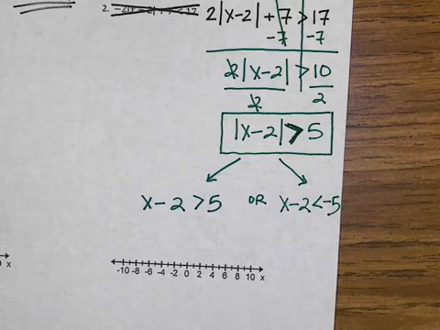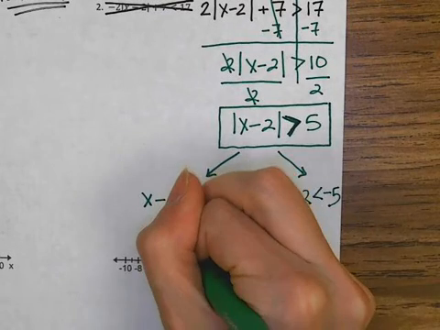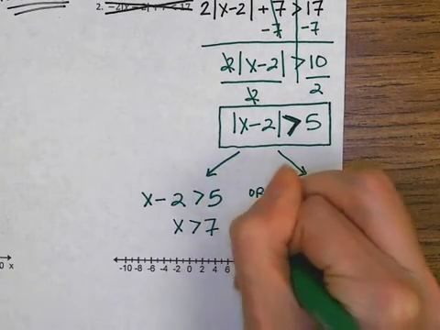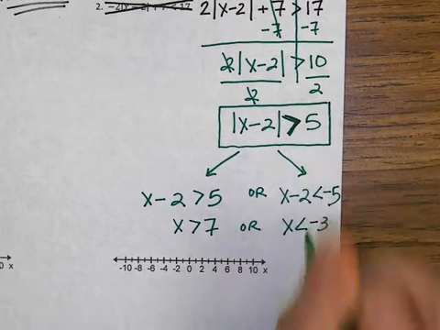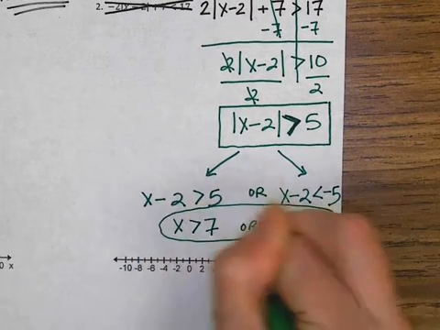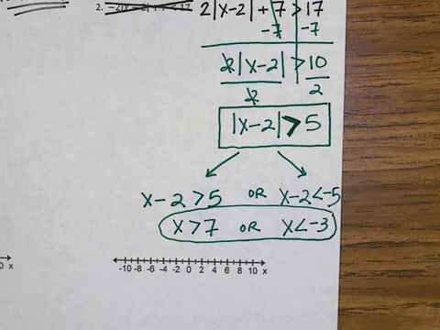And then the solving is easy. Add 2, you get x is greater than 7. Add 2, you get x is less than negative 3. And that's your answer. And then let's make sure the OR graph is right, and we should be good.